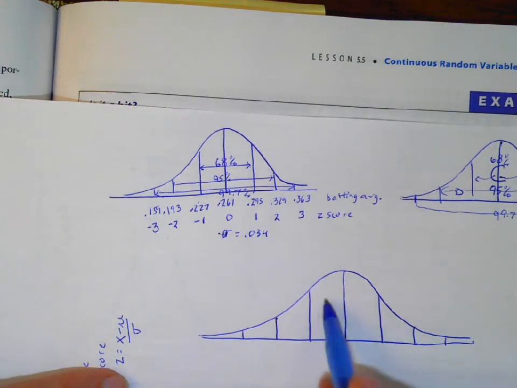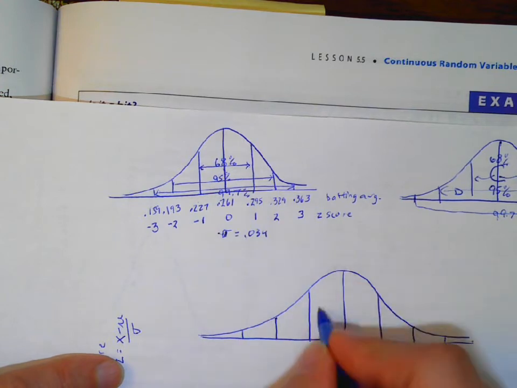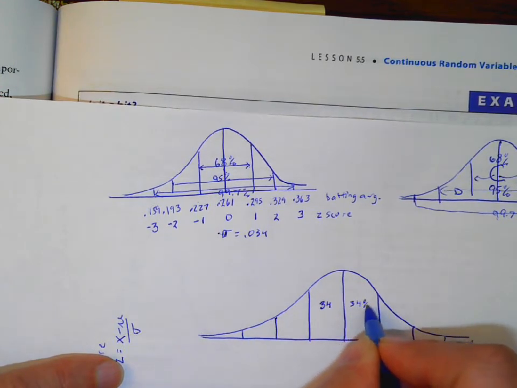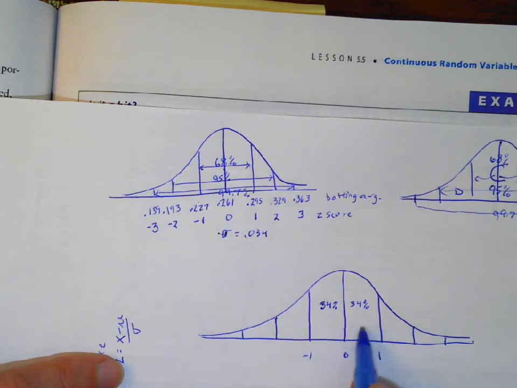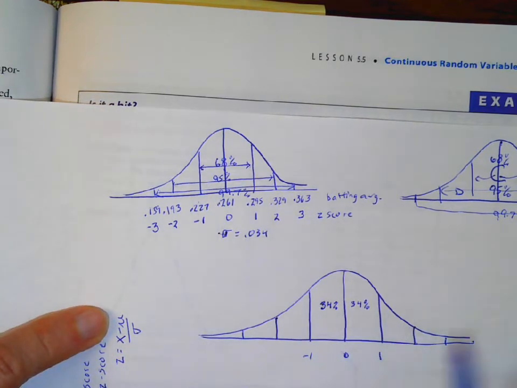If I think about this, if this is 68% here, that means I'm going to have 34 in this section and 34 in this section. So 34% of the people are within 1 or negative 1. 34 here and 34 there.